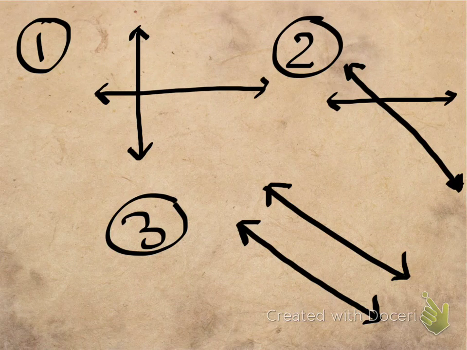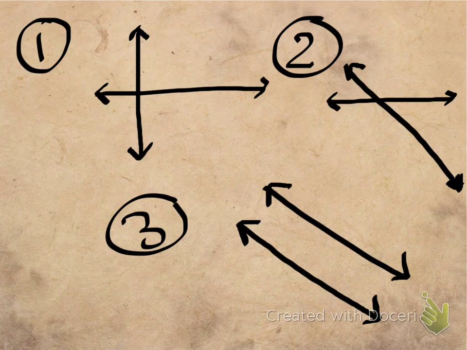Let's review. Here I have three different drawings of different types of lines. I want you to look closely at each one. Decide, which type of lines am I showing? Are they perpendicular? Are they parallel? Or are they intersecting? Take a moment and decide which one will each be.